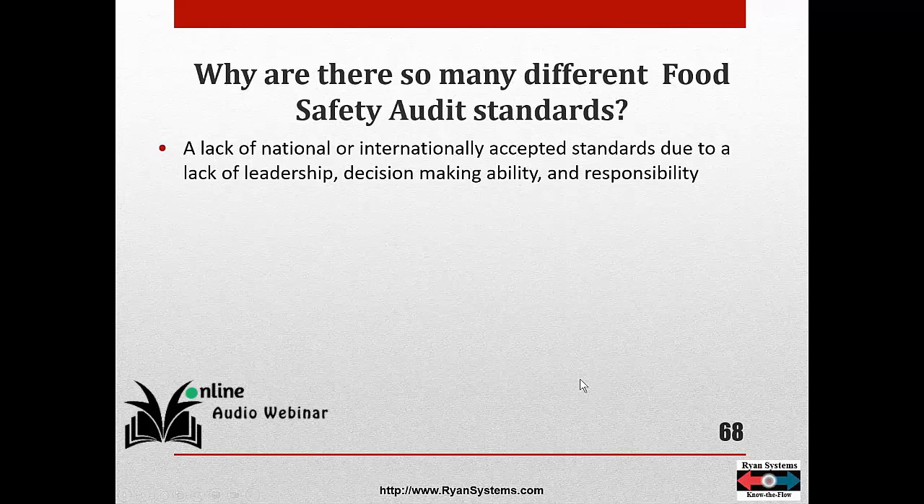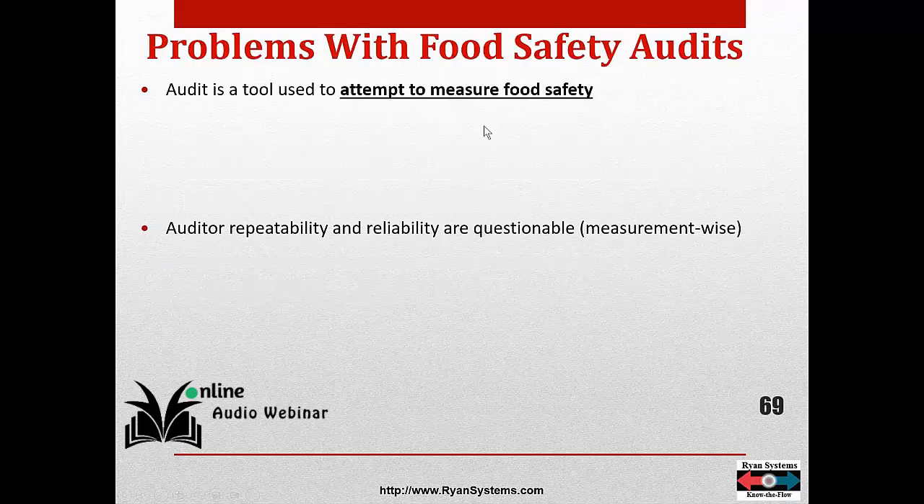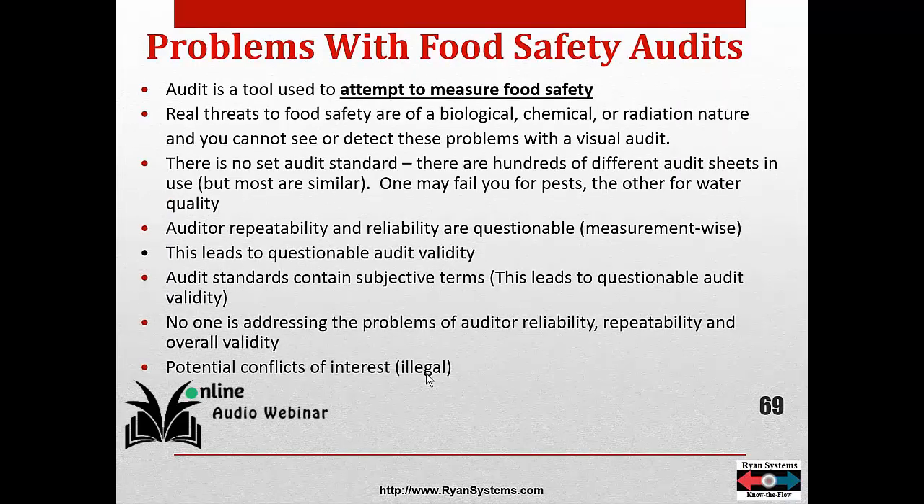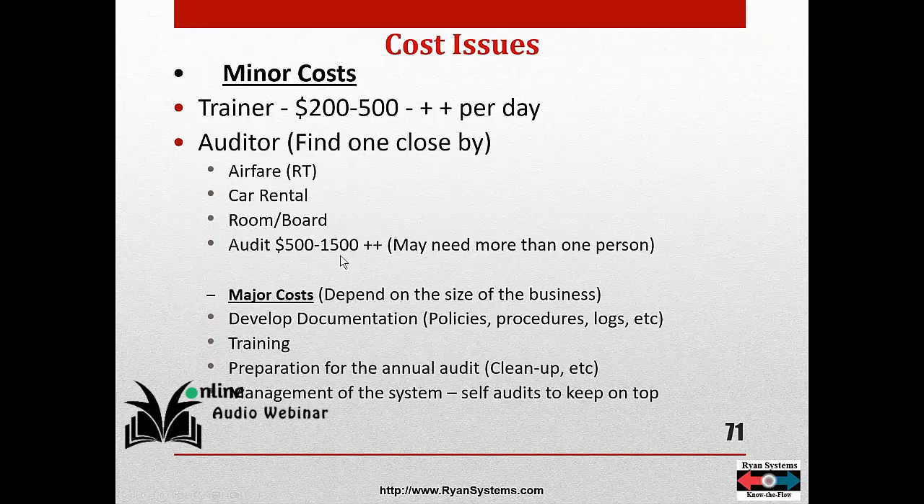Why are there so many different food safety audit standards? They do it for money, okay? Bottom line, follow the money. Problems with food safety audits: there are conflicts of interest involved. Cost issues for audit. The audit body has to develop all these materials, training and preparation.